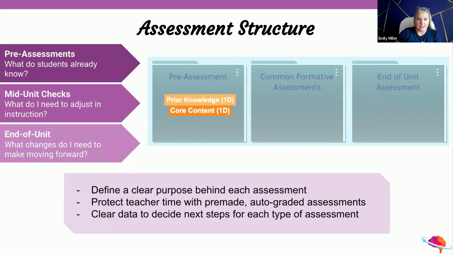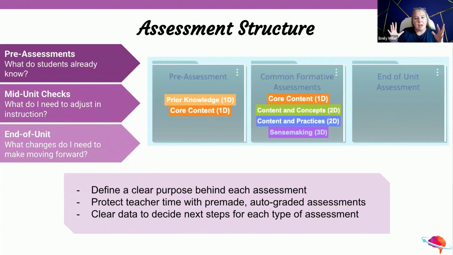The common formative assessments had a structure of one-dimensional core content questions, two-dimensional CCC, or crosscutting concept, questions, two-dimensional SEP questions, and then three-dimensional sense-making questions. The purpose of these assessments was to get the whole picture. So how are students doing from simple one-dimensional all the way to 3D sense-making? By having that entire picture, they could then identify where there was a potential gap in knowledge.